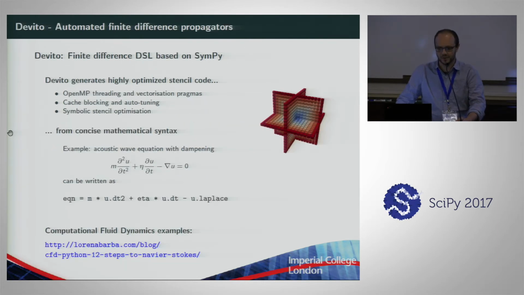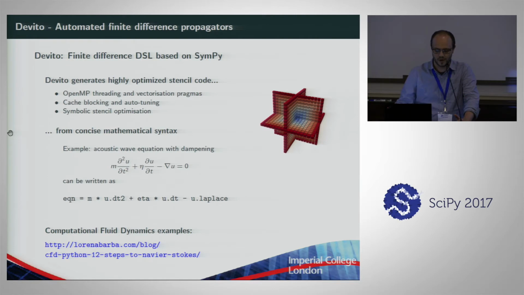And this is why we built Devito. Devito is a finite difference DSL that's completely based on SymPy. It uses SymPy to auto-generate these low-level stencil expressions and then optimizes them in the process using all the kind of research from stencil computation. So the idea is we do all the usual tricks: OpenMP threading, vectorization pragmas, loop blocking to ensure data locality, and auto-tuning for particular architectures at runtime.